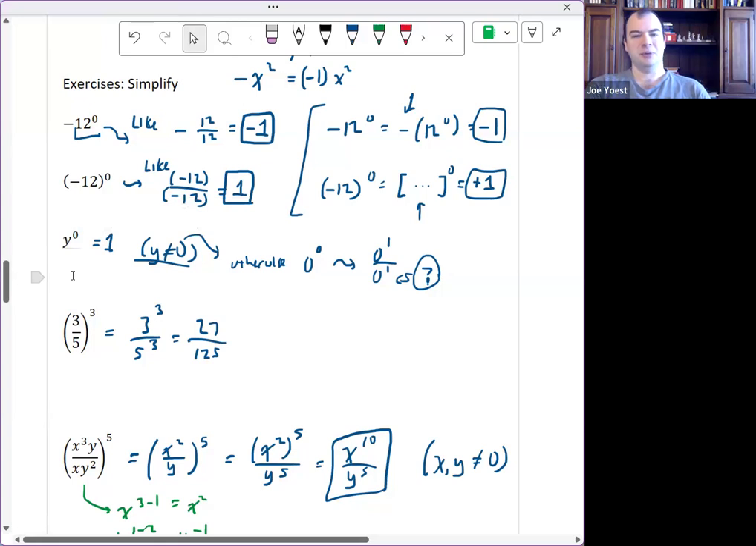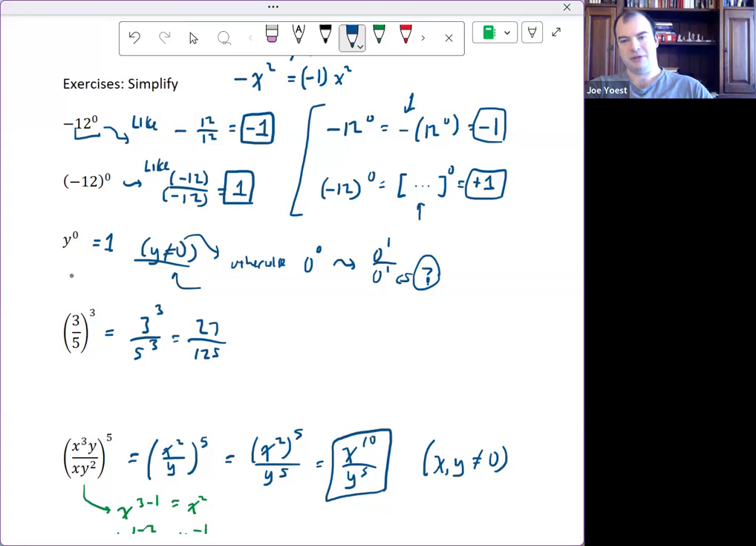As we said before, y to the 0 equals 1, but we do want to remember this little detail that y should not be 0. Otherwise, if y was 0, we might be looking at 0 to the 0 and think of that as something along the lines of 0 to the 1 over 0 to the 1. And here I have a 0 denominator, and I'm not really sure what to do with that.